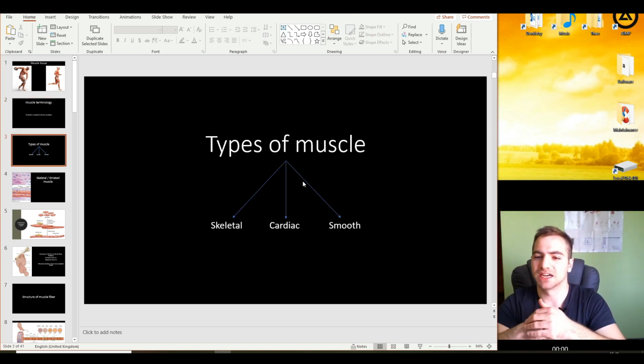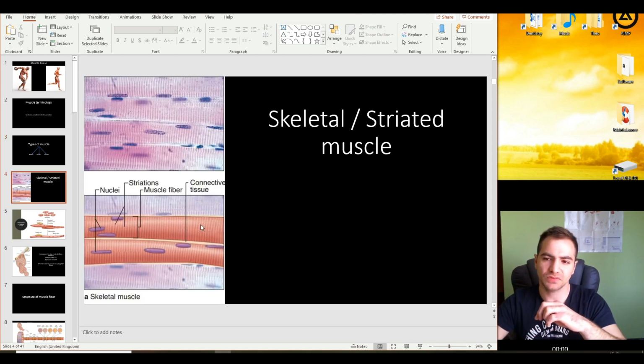Let's see the different types of muscle: the skeletal muscle, also called striated, the cardiac muscle, and the smooth muscle. First we're going to talk about skeletal in detail, and then we're going to progress to the other two types. The reason why it's also called striated muscle is because we can actually see striations in hematoxylin and eosin staining. It's a very typical and indicative picture, though we very rarely see these typical striations in the slides.